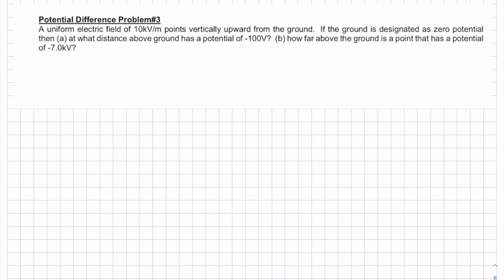If the ground is designated as zero potential, then A, what distance above the ground has a potential of minus 100 volts? And B, how far above the ground is a point that has a potential of minus 7 kilovolts, or minus 7,000 volts? Okay, so I'm going to draw this here.